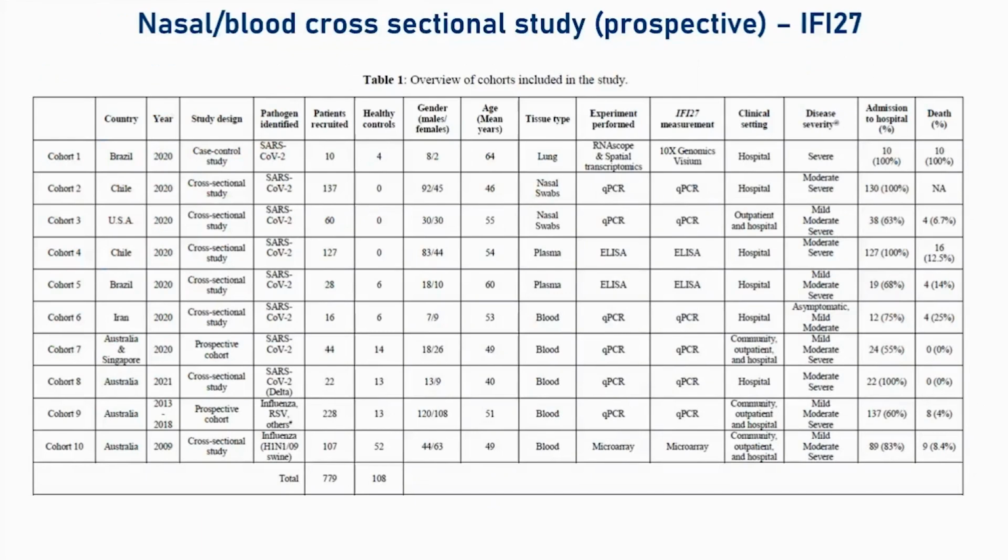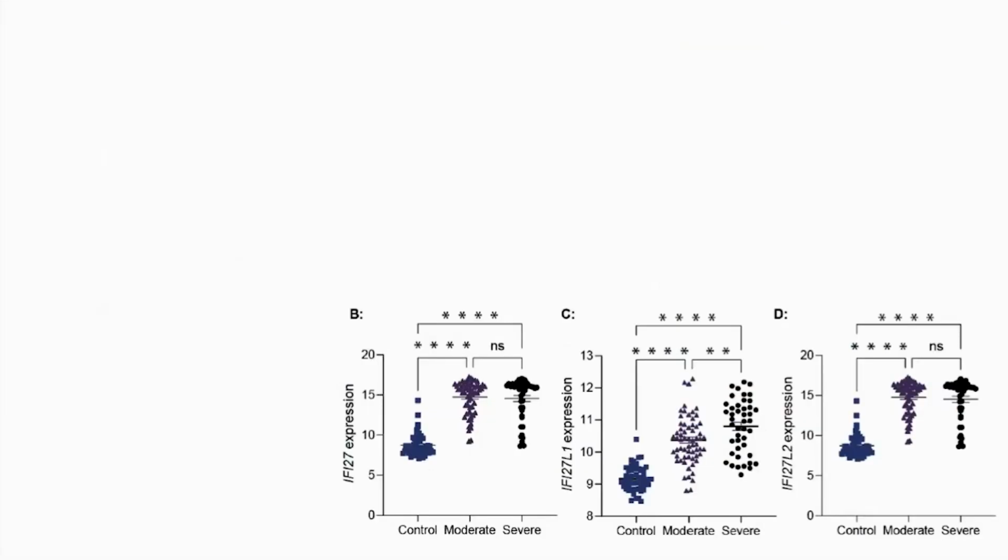We then took IFI27 and we wanted to see what it looked like in the blood and nasal swabs of COVID-19 patients at the time of diagnosis. So this is within the first 3 days of symptom onset or presentation to clinic. And we could see, and the study was run from Brazil, Chile, the US, Iran, Australia, Singapore, and Denmark, and in a pre-Omicron setting. And we could see that IFI27 specifically in the blood was predictive of disease severity.